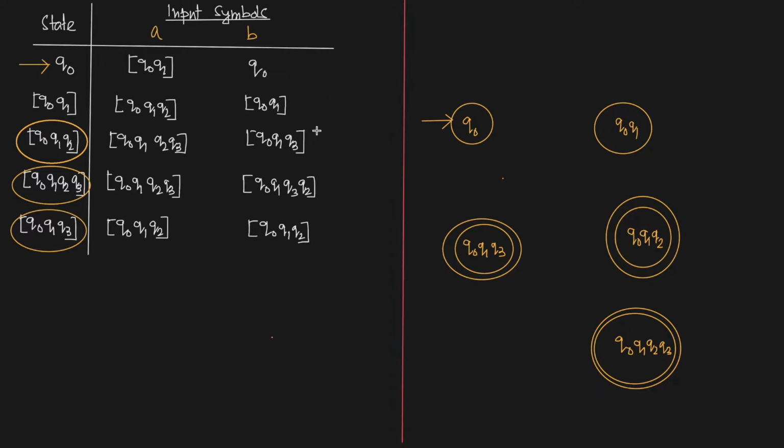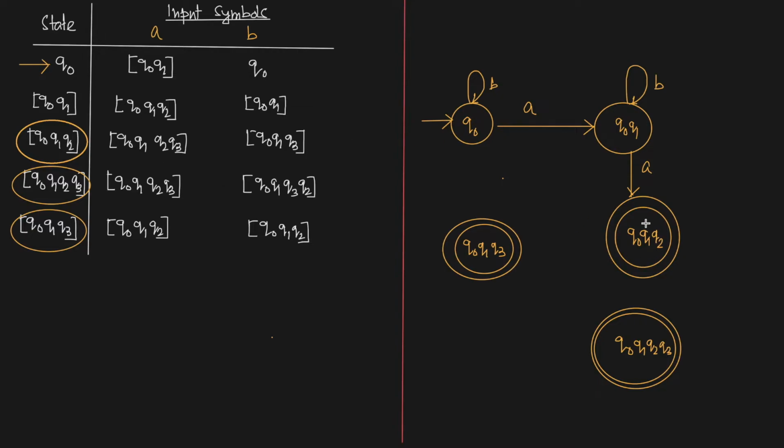This is the transition table for DFA. I have already explained how we got it, all right? So Q0 on A goes to Q0 Q1. Q0 on B goes to Q0, so it is a self loop. Next, Q0 Q1 on A goes to Q0 Q1 Q2. Q0 Q1 on B goes to Q0 Q1, right? So this is a self loop on B.